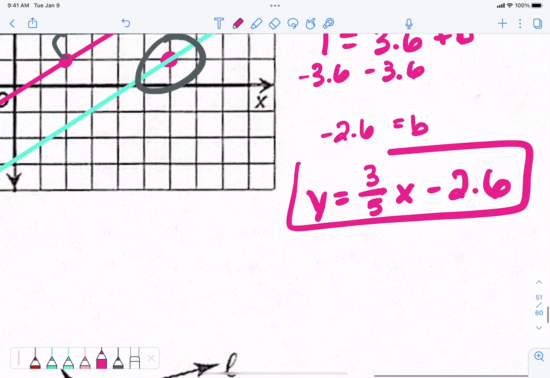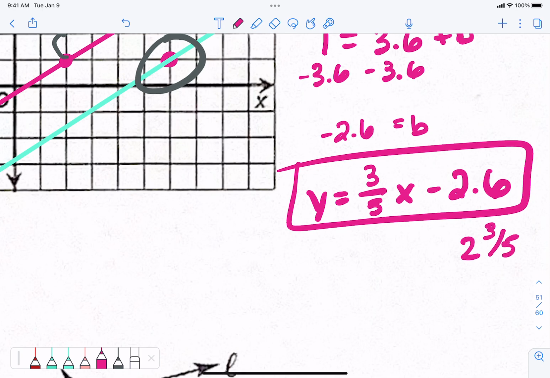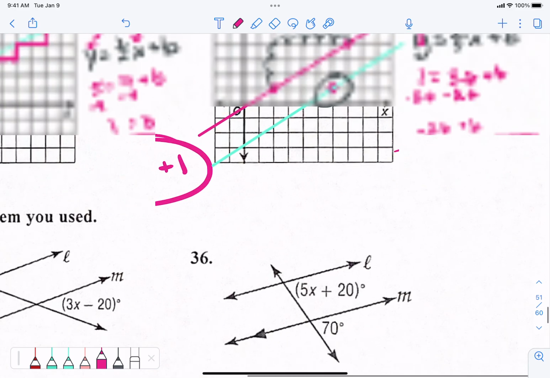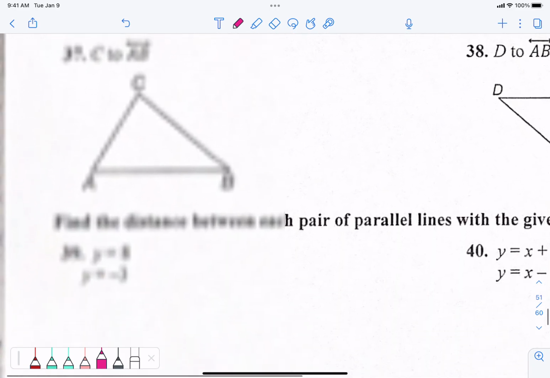So there's the equation of the line. 2.6 is 2 and 3/5 if you want to write it as a fraction instead, so that it kind of matches. But there's that. Good. Okay, couple more.